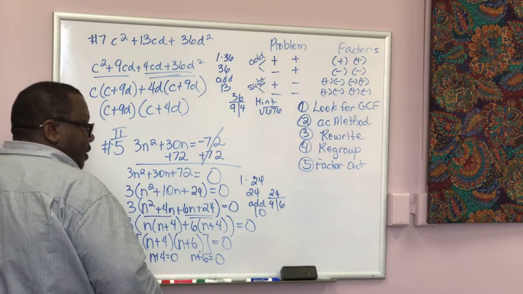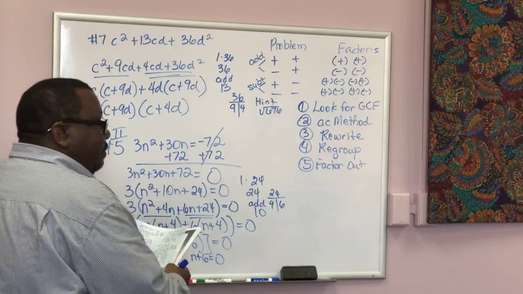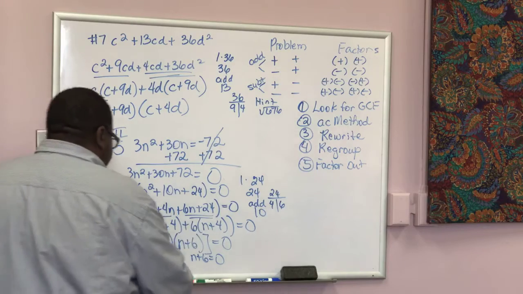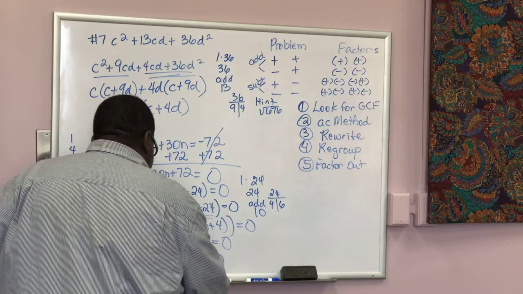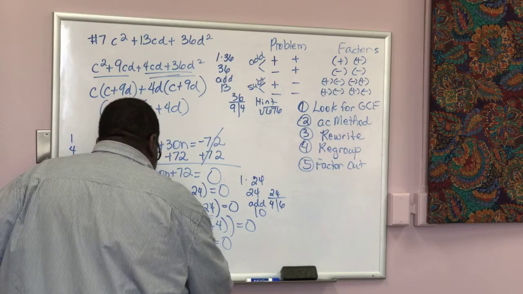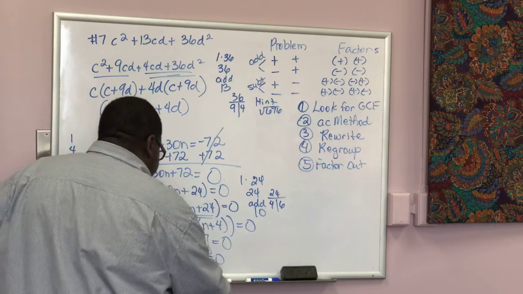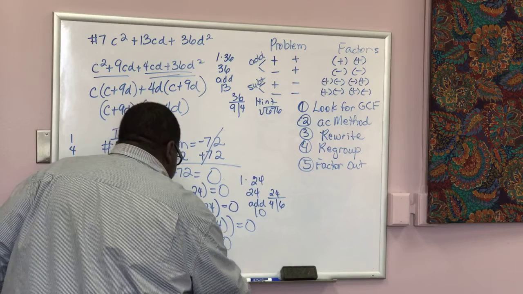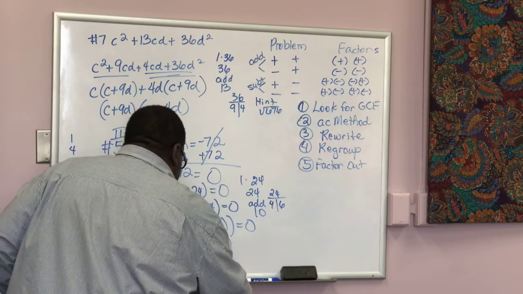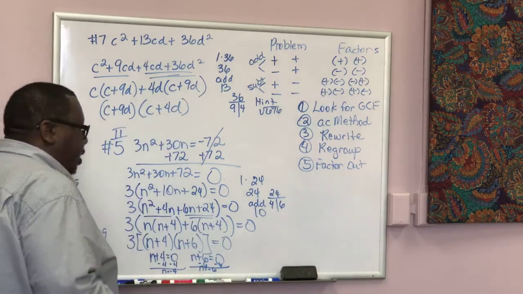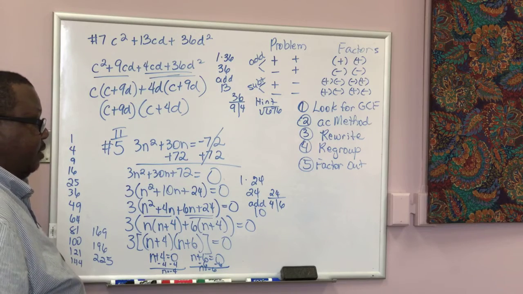All right? You're going to do it for session 2. Subtract 4 from both sides on this one, and so n is going to be what? Negative 4 on that one. And subtract 6 on this one, and n is going to be what? Negative 6. So solutions are negative 4 and negative 6.